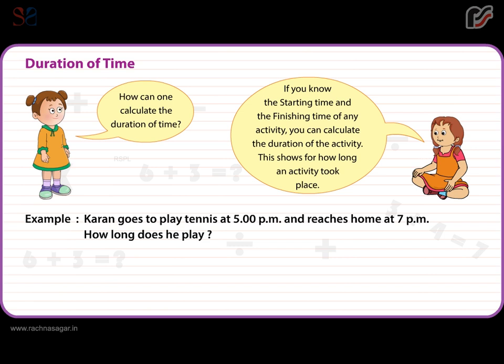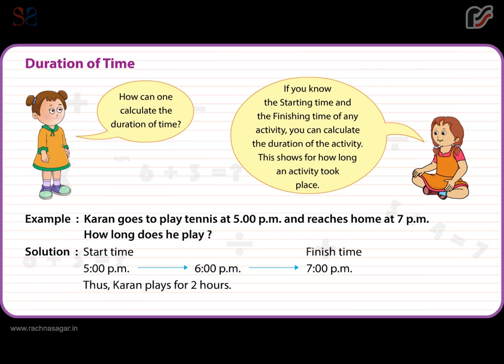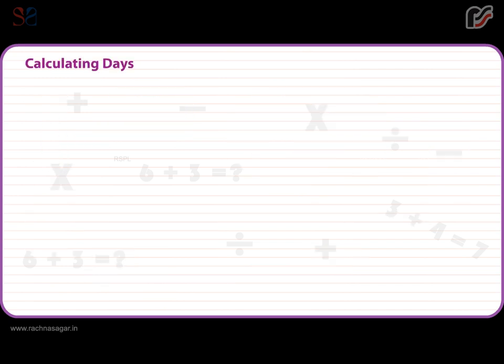Example: Karan goes to play tennis at 5 p.m. and reaches home at 7 p.m. How long does he play? Solution: Start time 5 p.m. to 6 p.m. to 7 p.m., that is finish time. Thus, Karan plays for 2 hours.